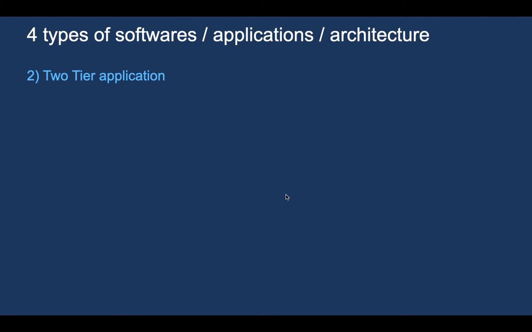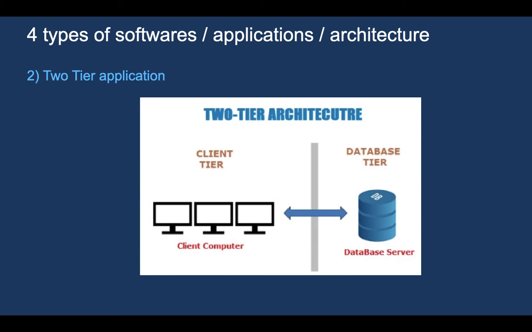So come on, tell me what will happen in a two tier application. In two tier application all the three layers, presentation, application and the data layer, will be spread over two different computers. So over here this is the diagram of the two tier architecture. So this is the client computer. On the client computer you will have the presentation layer as well as the application layer, and on the server you will have the database.